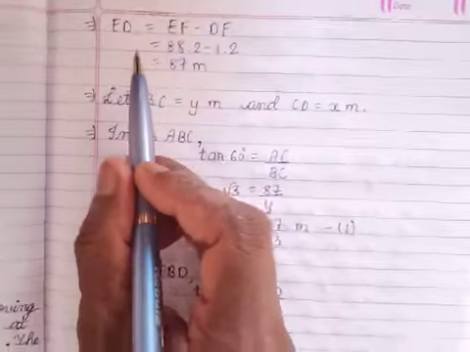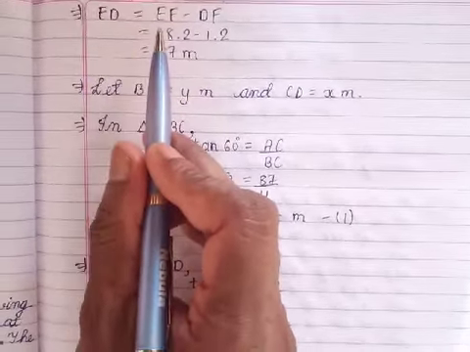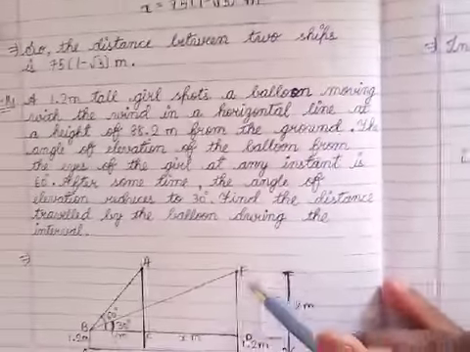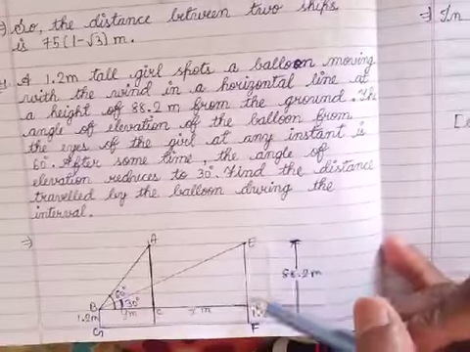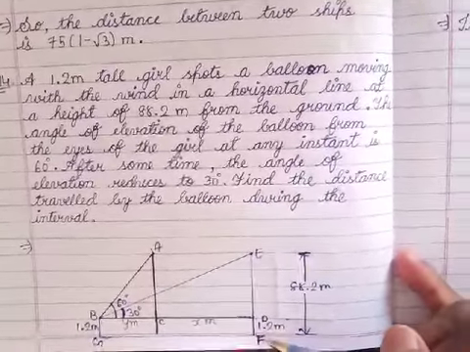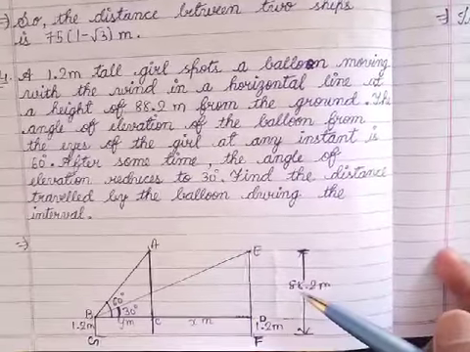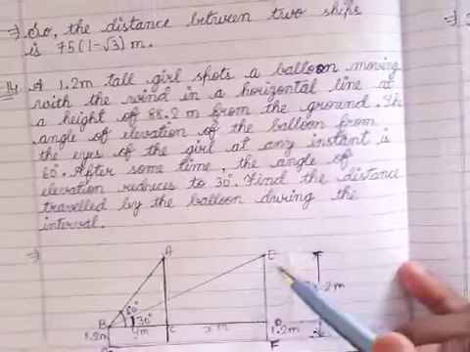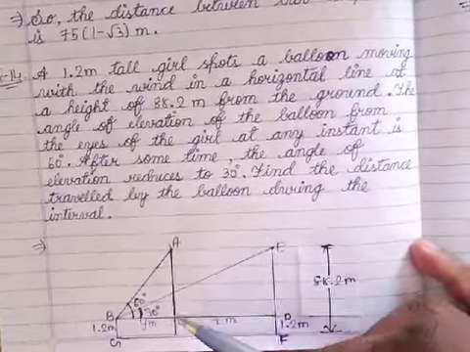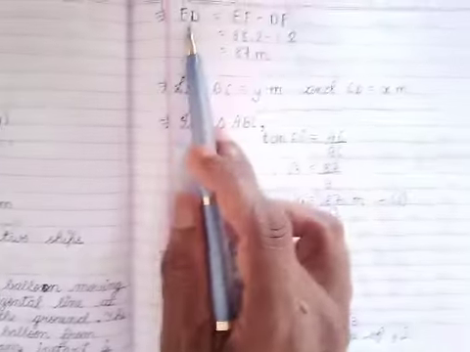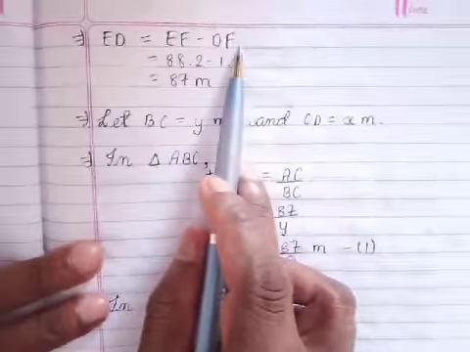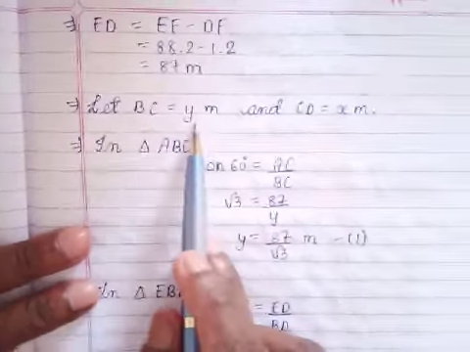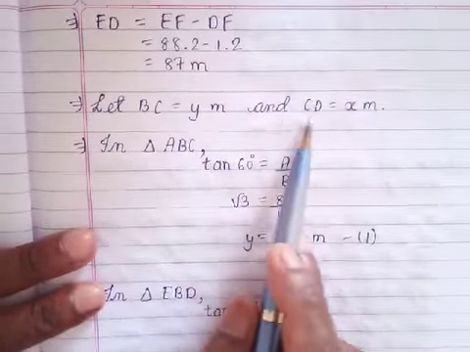So here ED is part of EF, which is the total distance. ED is equal to EF minus DF. DF is 1.2. So 88.2 minus 1.2 will be DE, and DE will be equal to AC. Understand? So DE is equal to EF minus DF, so it is 88.2 minus 1.2, which is 87. Let BC be equal to y meter and CD be equal to x meter.